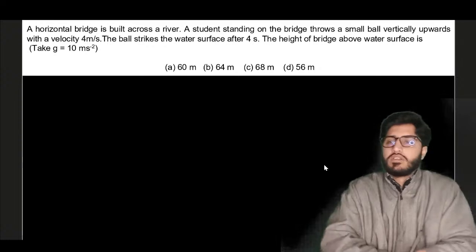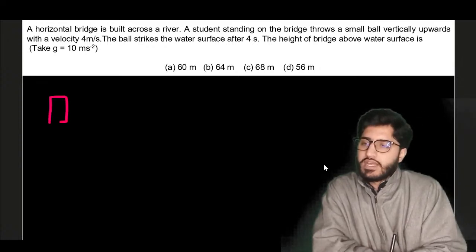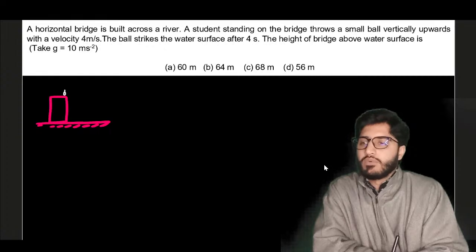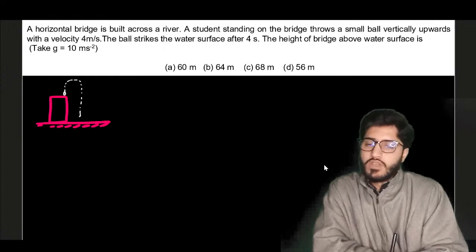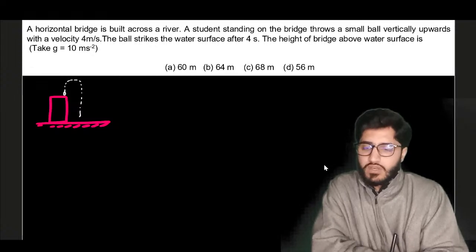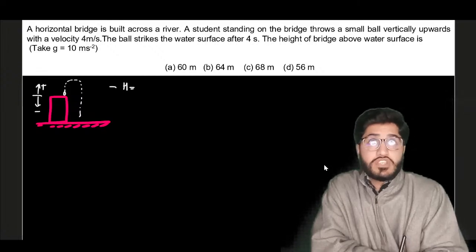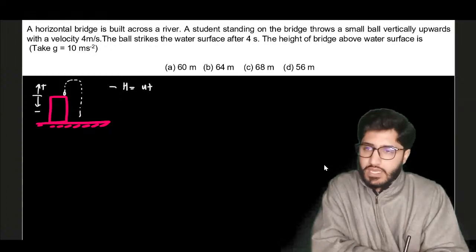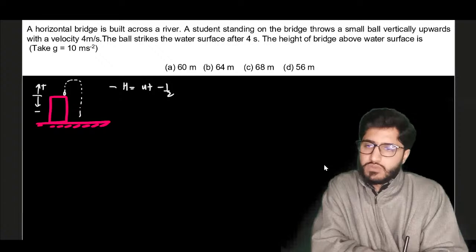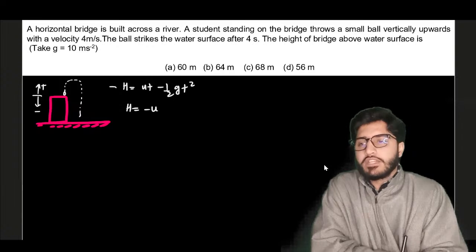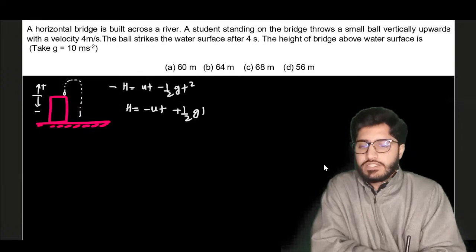So how can we do it? Let's suppose if this is some sort of bridge that we are having, and the student is throwing some ball like this, right? So we know the equation that we are having for it. And what is the equation? Taking downwards as negative and upwards as positive, I can write minus h equals ut, then we have minus 1 by 2 gt square, right? So I can write h came out to be minus ut plus 1 half of gt square.